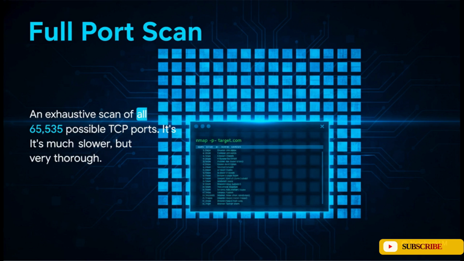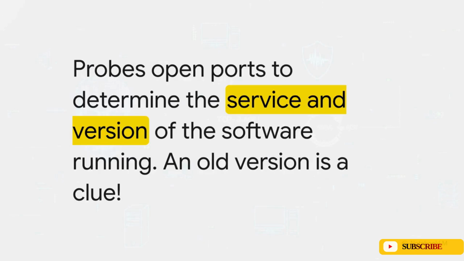Now, fair warning, you're going to want to go make a cup of coffee because this one takes a while. But hey, it leaves no stone unturned. Now, finding an open port is one thing, but the real treasure is finding out what's running on that port. That's where the -sV flag comes in. This is for version detection.